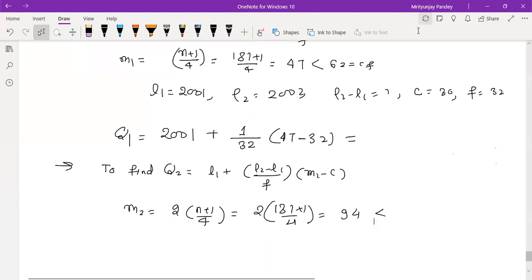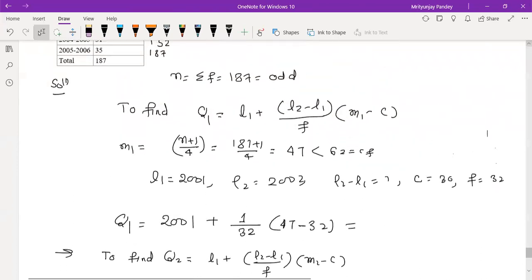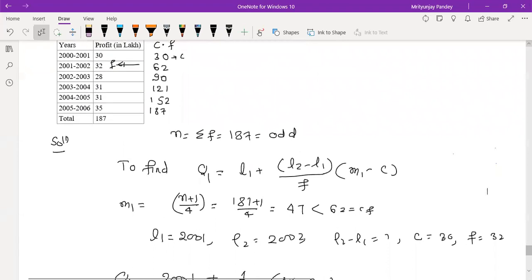Okay, now is this audible properly? Yes, sir. Okay, so now check 94 is just less than which cumulative frequency. Let's see in this table. See, 94 is just less than what? 121. 121. So the corresponding is nothing but F, and this is your C. Is it clear? And L1, L2 are 2003 and 2004.